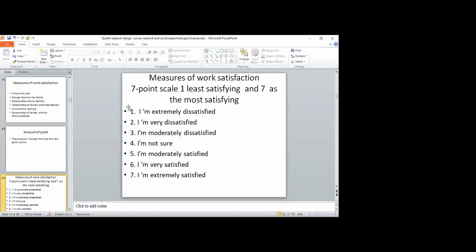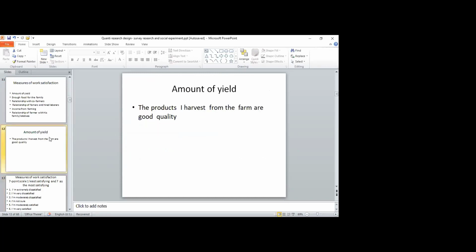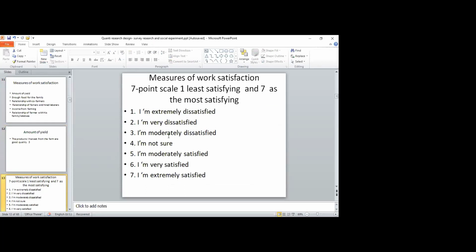So if they are dissatisfied, that number will be 1 if that is what they will answer based on that statement. For example, in this statement, the farmer says number 3. What is number 3 here? Number 3 is I'm moderately dissatisfied. So that is his answer. You assign a number. The number is 3.